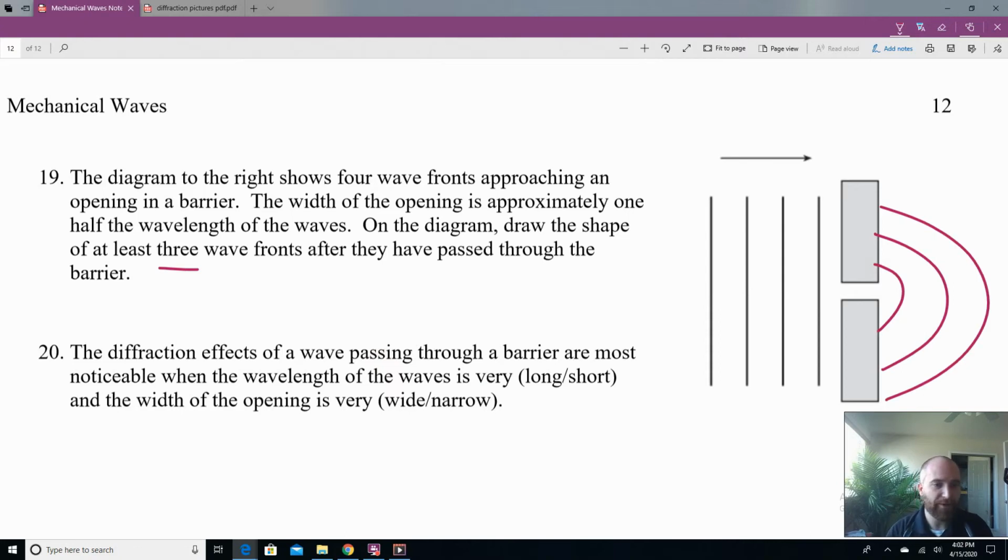Cool. The diffraction effects of a wave passing through a barrier are most noticeable when the wavelength of the waves... So we said when the wavelength is much, much, much bigger than the opening. So when the wavelength of the waves is very long, because you'd have these big long waves trying to fit through an opening that is very narrow.